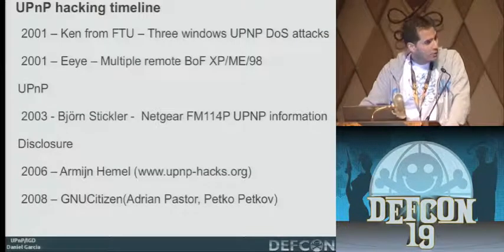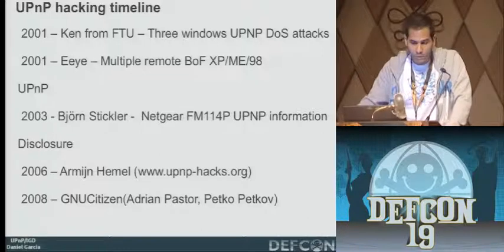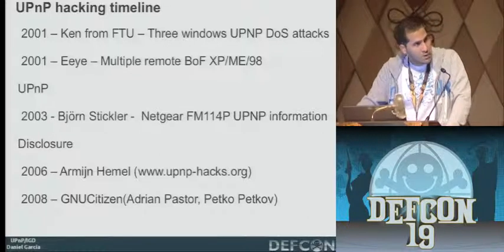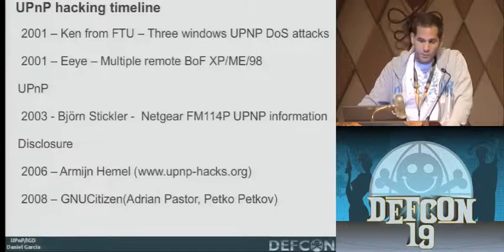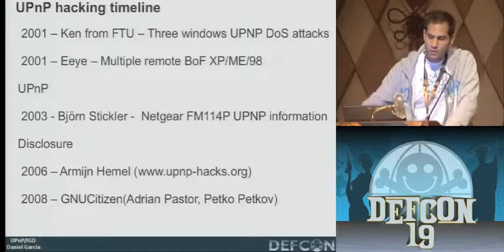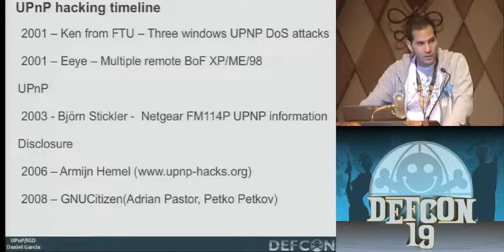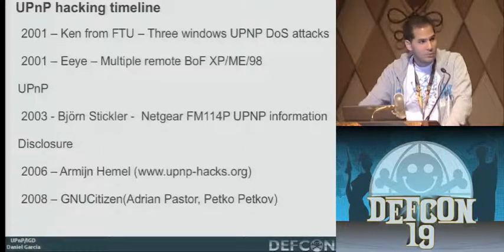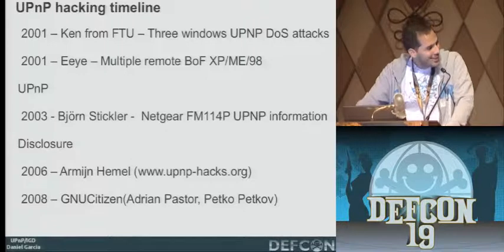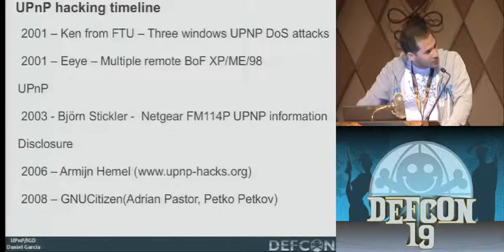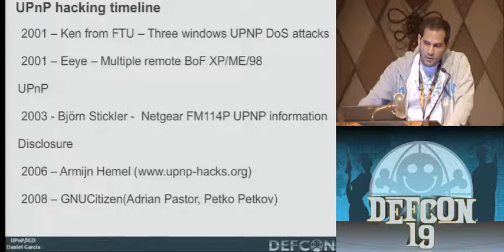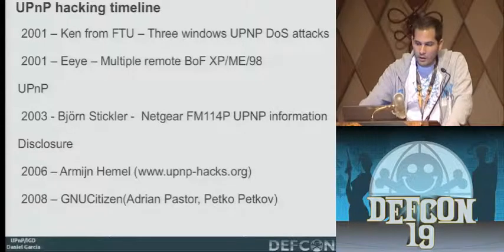So let's do a bit of the UPnP hacking timeline. It started in 2001. It came from FTU Security. He found a couple of denial of service attacks for the Windows XP stack. Obviously, UPnP was implemented in Windows XP first, Microsoft wanting to promote the technology. Then in 2001, again, EI published buffer overflows for the same stack. You probably remember that one.